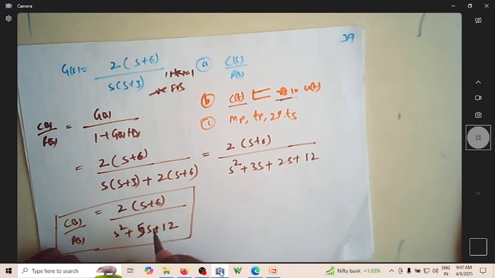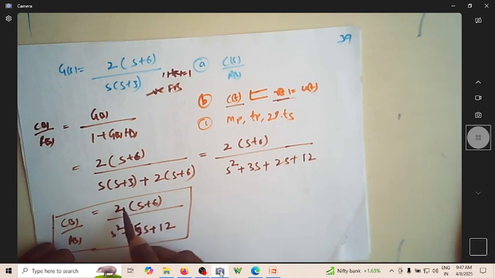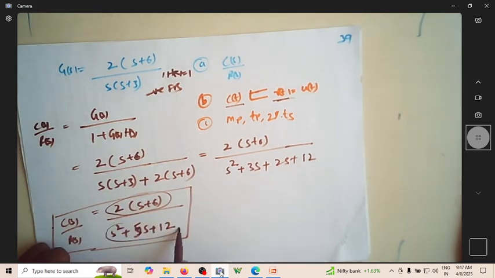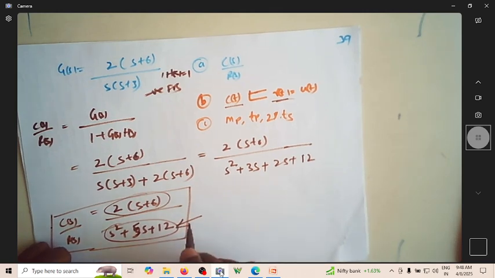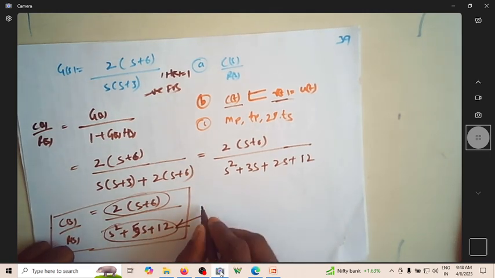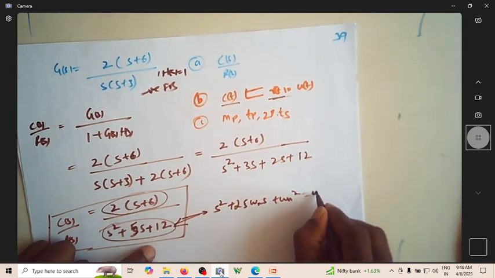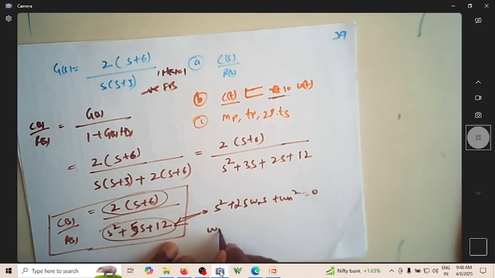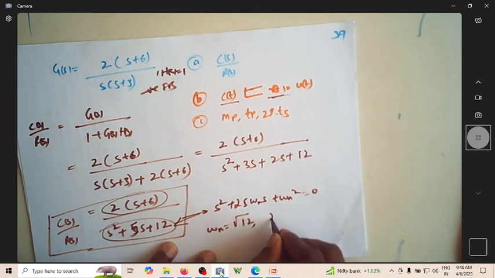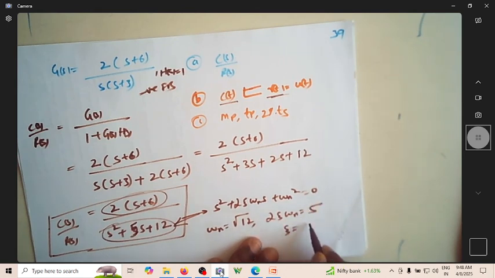Now, whenever you are equating the transfer function, no matter what component you have in the numerator, look at the denominator, because the order of the system and the poles are decided by the denominator. So you equate this to s square plus 2 zeta omega n s plus omega n square equal to 0. From which omega n is equal to under root of 12, and 2 zeta omega n is equal to 5. So zeta becomes 5 by 2 into root 12.